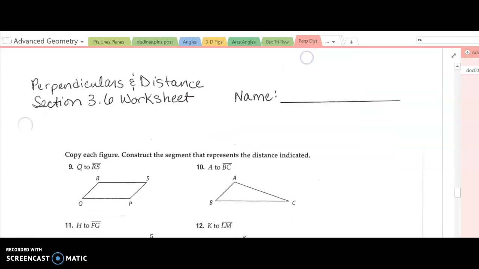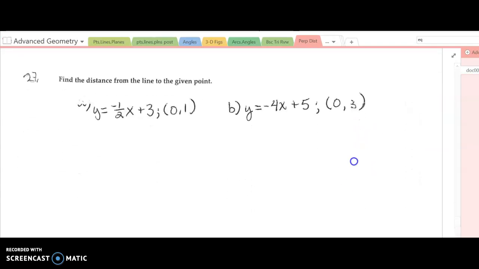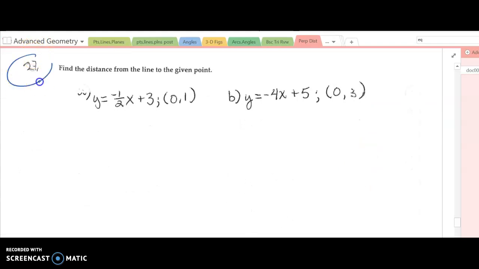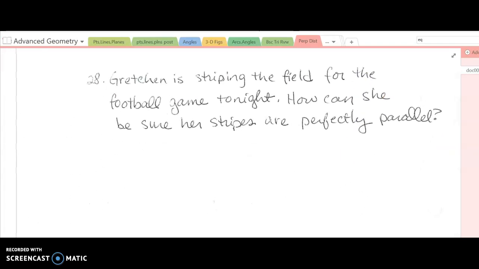So what you need to do now is, hopefully you've already completed the front side of this worksheet. Number 27, part A and B here, you should be able to complete in GeoGebra now in the same strategy we used last class of plotting the point and plotting the line and finding the perpendicular distance from that point to that line. And then down here, number 28 is just a nice little word problem.